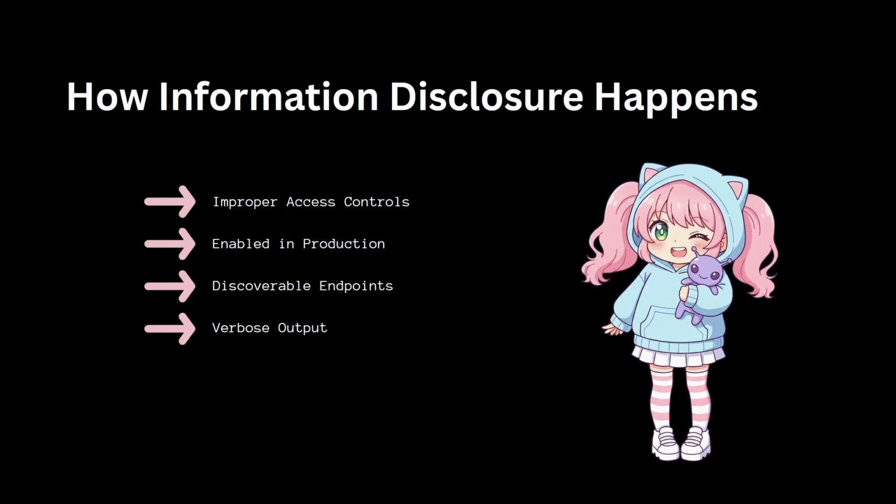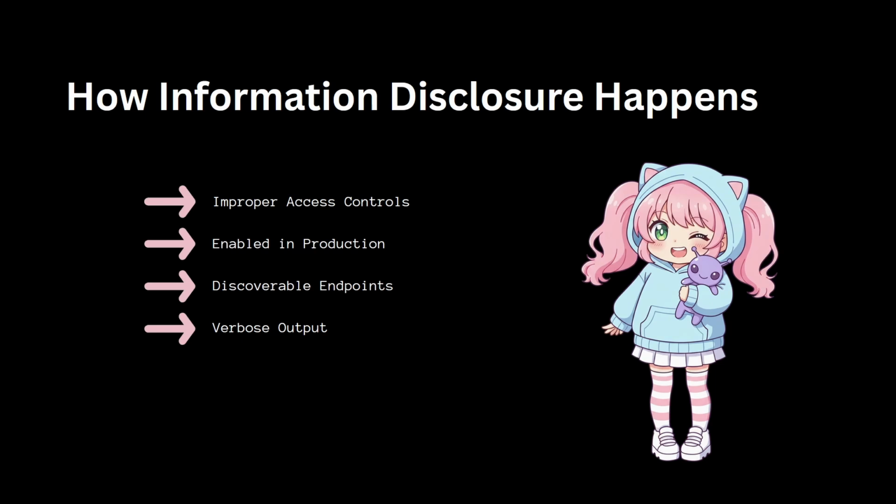how information disclosure happens. To understand that, we'll check the 4 points. So first one is improper access control. That means that the debug pages are publicly accessible without using any kind of authentication or authorization checks. The checks are not done, and hence this kind of pages are accessible to a normal user or maybe anyone who is accessing the website. So that is the first thing.